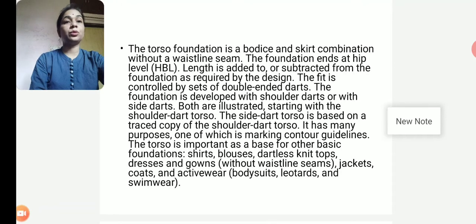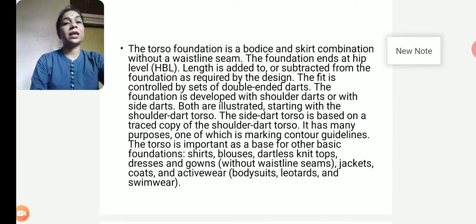Length is added to or subtracted from the foundation as required by the design. The fit is controlled by sets of double-ended darts. The foundation is developed with shoulder darts or with side darts. Both are illustrated, starting with the shoulder dart torso. The side dart torso is based on a traced copy of the shoulder dart torso. It has many purposes, one of which is marking contour guidelines.